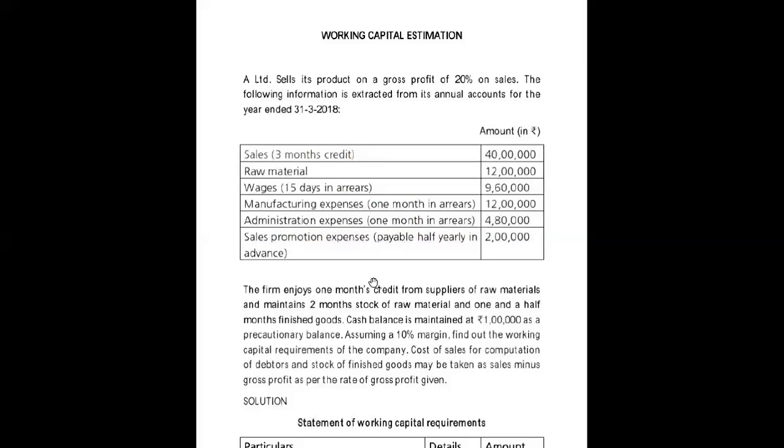for the firm. The firm enjoys 1 month's credit from suppliers of raw material, and it maintains 2 months stock of raw material and 1.5 months stock of finished goods. Cash balance is maintained as rupees 1 lakh as a precautionary balance. Assuming a 10% margin, find out the working capital requirement of the company. Cost of sales for computation of debtors and stock of finished goods may be taken as sales minus gross profit as per the rate of gross profit given.